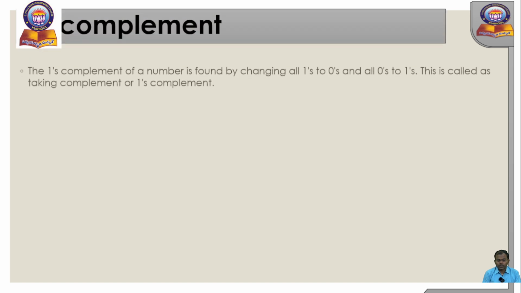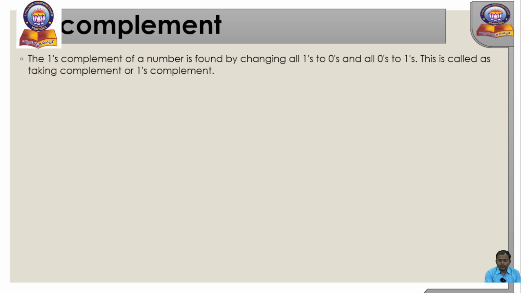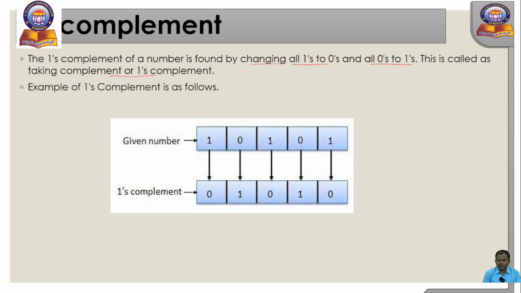The 1's complement of a number is found by changing all ones to zeros and all zeros to ones. This is taking the complement, or ones complement. As an example of ones complement, the given number is 10101. I change all ones to zeros and all zeros to ones: 1 is converted to 0, 0 to 1, 1 to 0, 0 to 1 and 1 to 0. So this is simple.